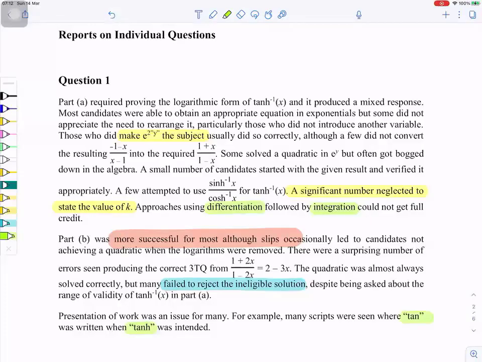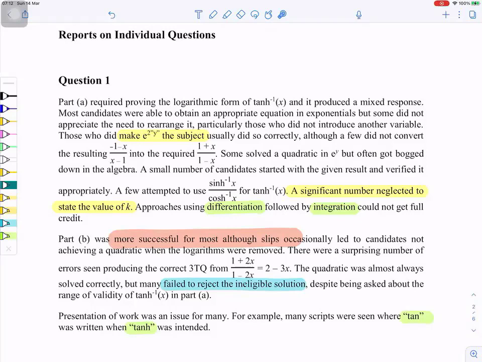So this is the examiner's report for this question number 1. Things to make note of. Most of the students were struggling to make e to the 2y the subject. Those who did make e to the 2y the subject usually did so correctly, although if you did not convert the result, that was one of the problems there. And a significant number neglected to state the value of k.